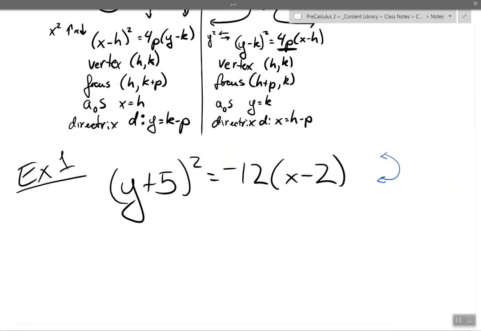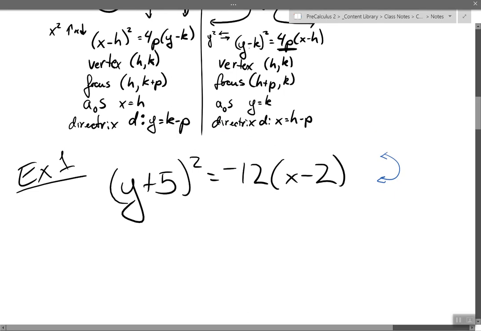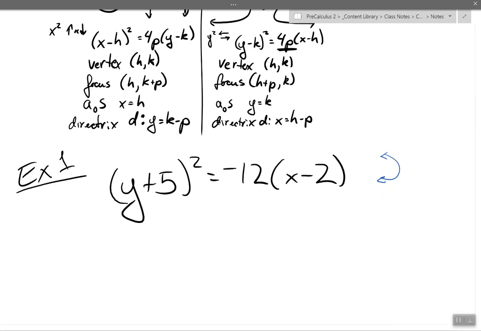So we're just going to go from left to right and work with what we have. So the first is y minus k quantity squared. So we have y plus 5 quantity squared. There's different ways to think about it. Whatever way makes the most sense to you.